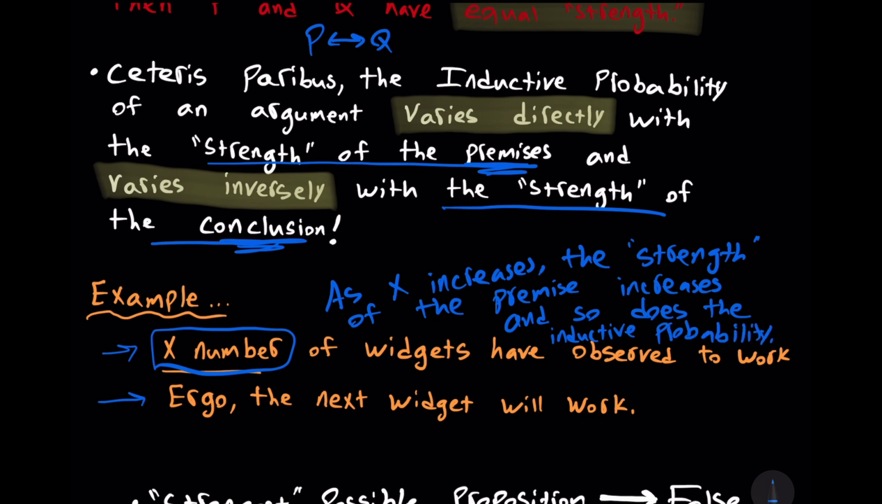But also note that the inductive probability varies inversely with the strength of the conclusion. So if we have a very strong conclusion, then the probability decreases. But insofar as we have strong premises, the probability is going to be higher because we have that direct variation. So we have varies directly with the strength of the premises and inversely with the strength of the conclusion.